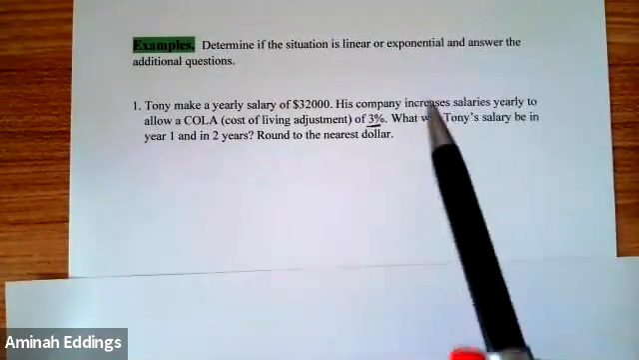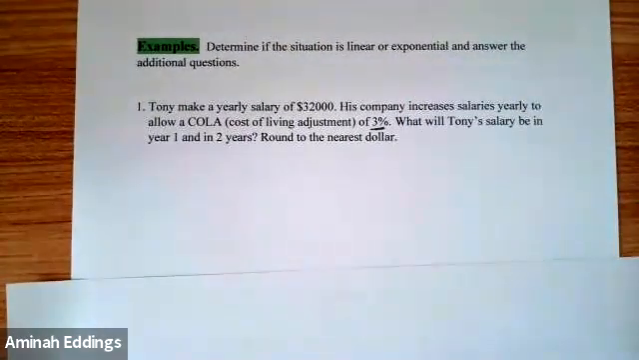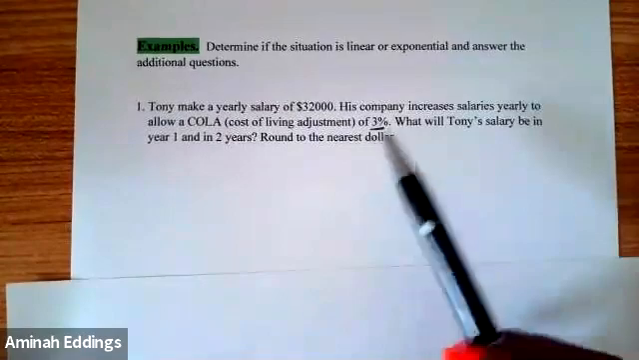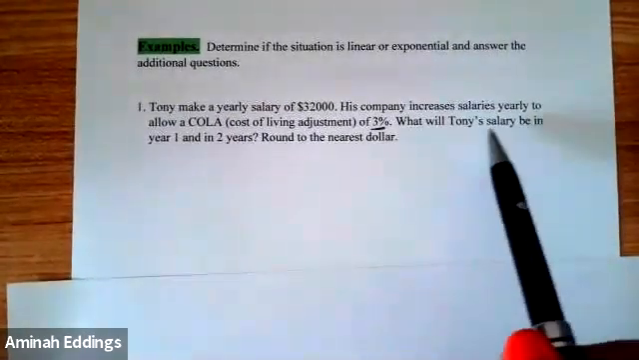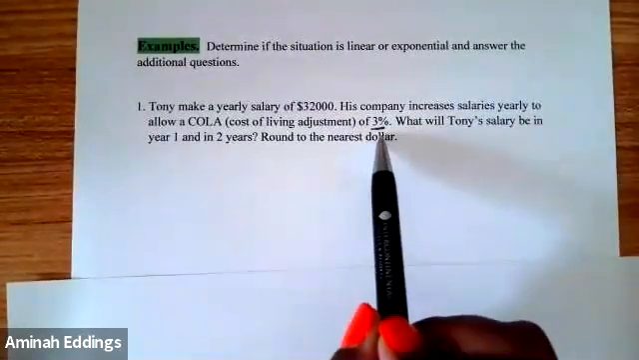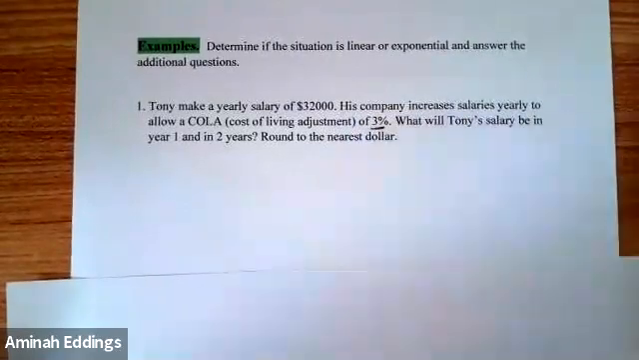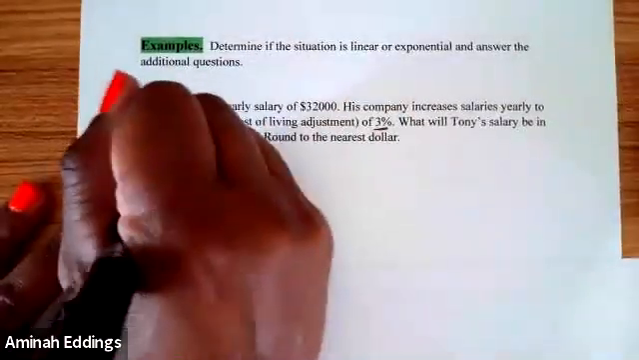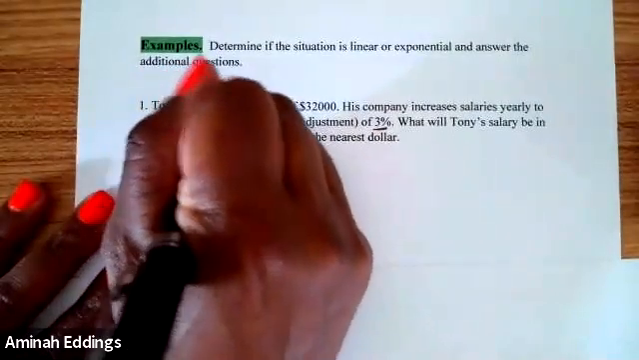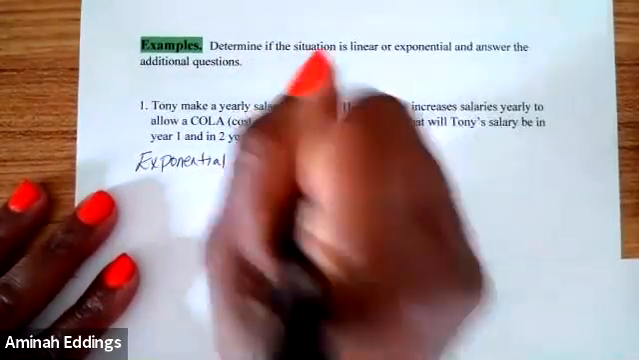So the first thing that we need to do is determine if it's linear or exponential. And we determine if it's linear or exponential by how it is increasing or decreasing. And so if we look here, it tells us that the company increases the salaries by 3%. So because that increase is a percent, this is going to be exponential growth. Okay.